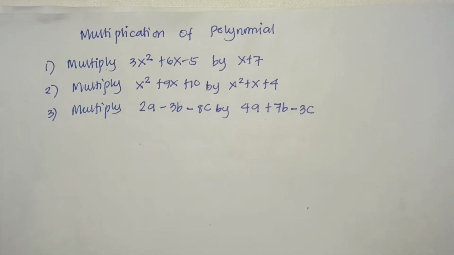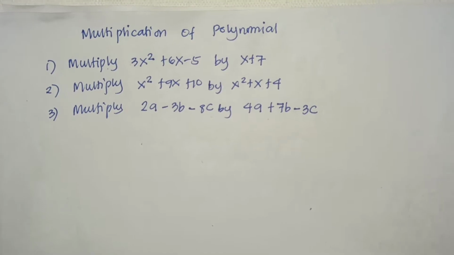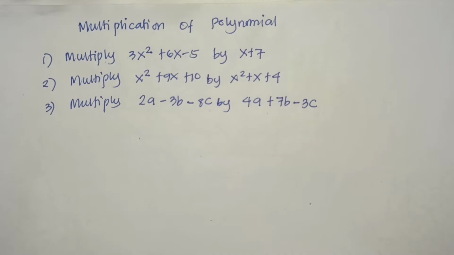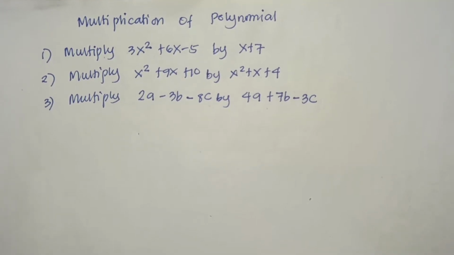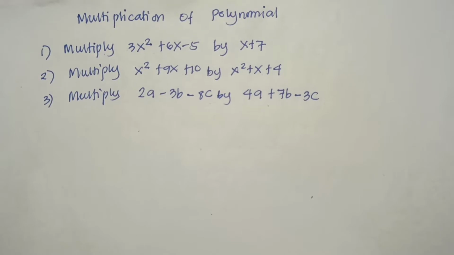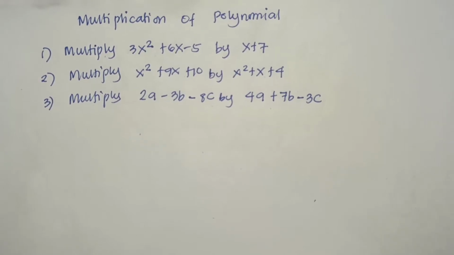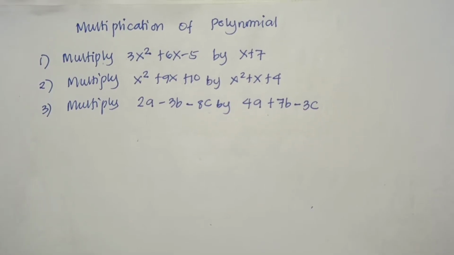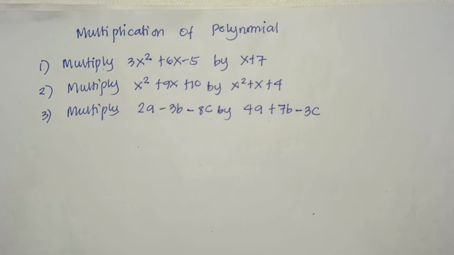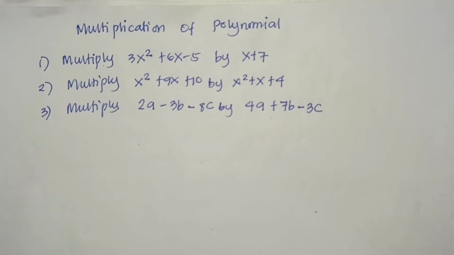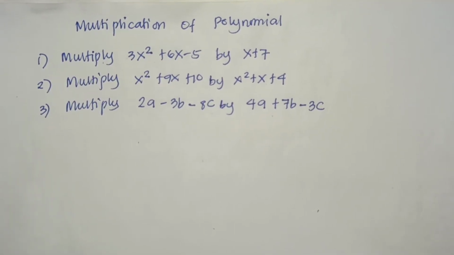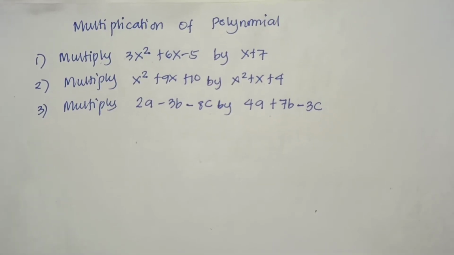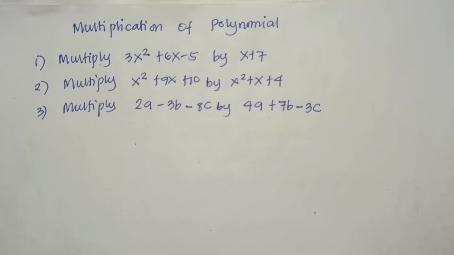So we're back. We are now in multiplication of polynomials. We have here problems 1, 2, and 3. Multiply 3x squared plus 6x minus 5 by x plus 7. Number 2, multiply x squared plus 9x plus 10 by x squared plus x plus 4. And number 3, multiply 2a minus 3b minus 8c by 4a plus 7b minus 3c.